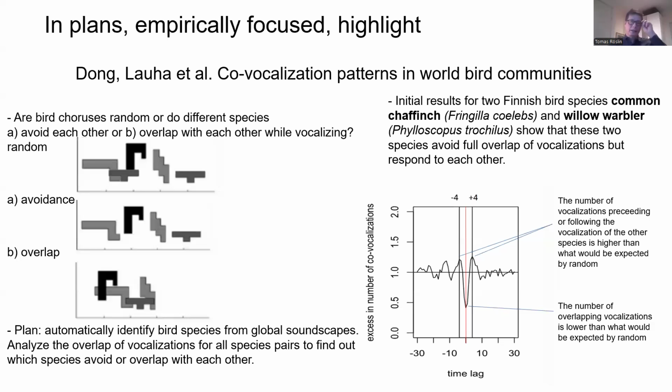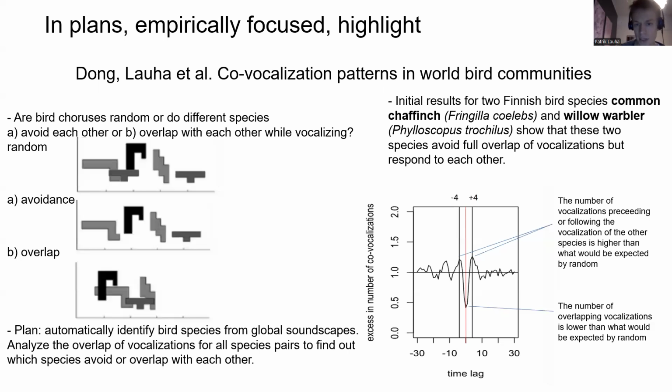Thanks. Thank you, Tommi. And next one, please. And here's another highlight presented by Patrik, please. Hello. The purpose of this paper is to study the co-vocalization patterns in world bird communities. So the plan is that we will automatically identify the bird species vocalizing in the global soundscapes and then analyze the overlap of vocalization for all species pairs to find out if there are some species which avoid each other or some species which tend to overlap with each other more than what would be expected to happen by random.